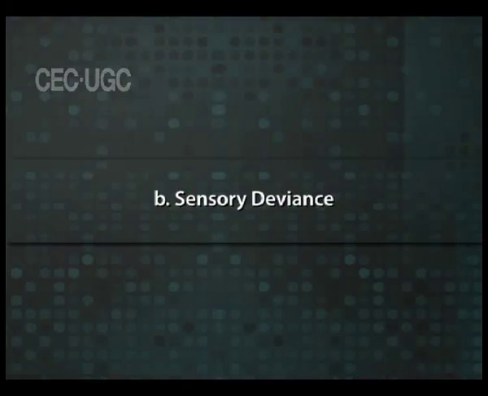Sensory deviance. Here come the deaf and dumb and visually impaired. There may be people without the sense of taste or touch, but we are not concerned with these people because they do not pose any social problem and hence they are not discussed in the category of exceptionals.